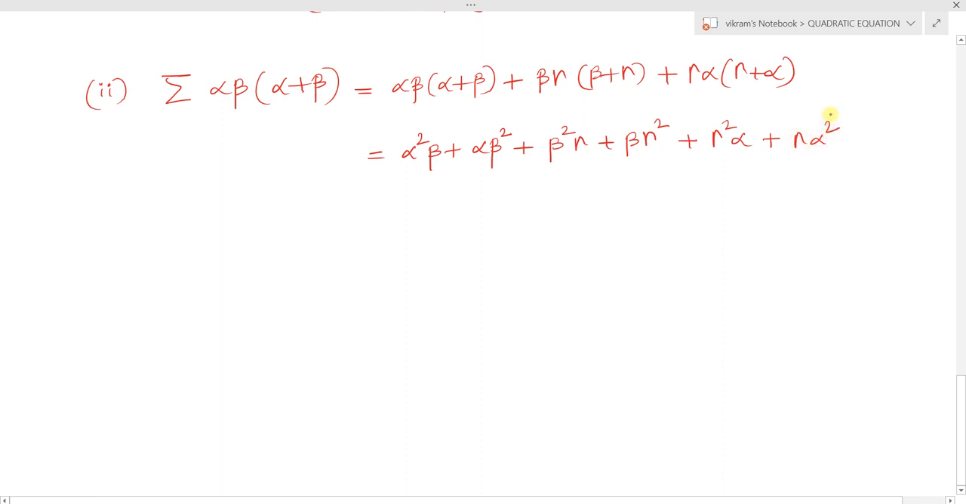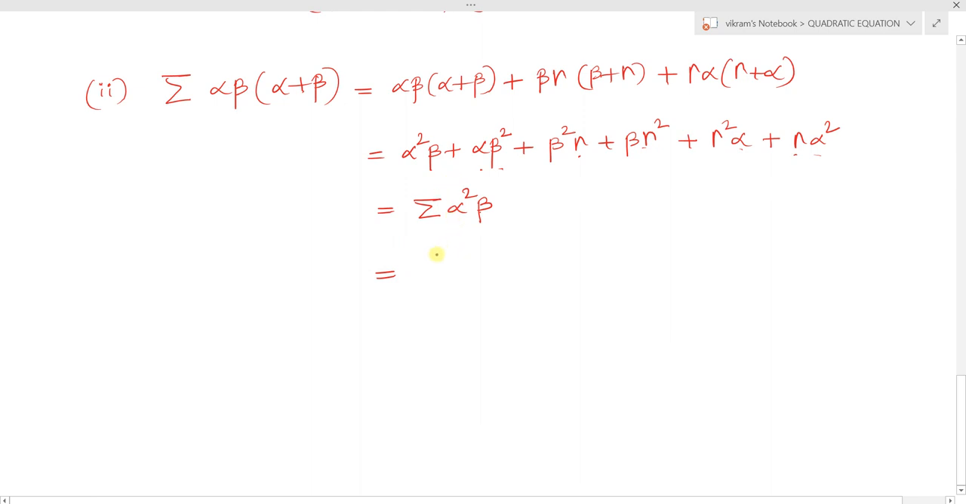Okay, we can write this as gamma alpha square. So now this also can be written as summation of alpha square beta, which can expand as alpha square beta, next alpha square gamma, plus next beta square alpha, next beta square gamma, next gamma square alpha, and gamma square beta. So this is the way of expansion.